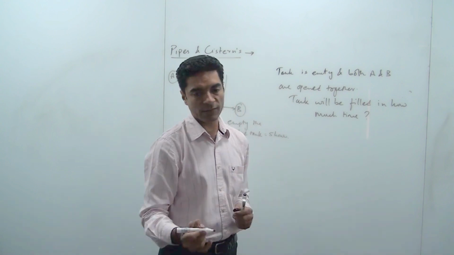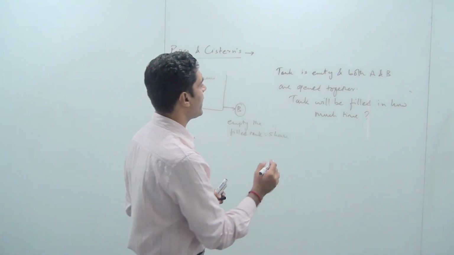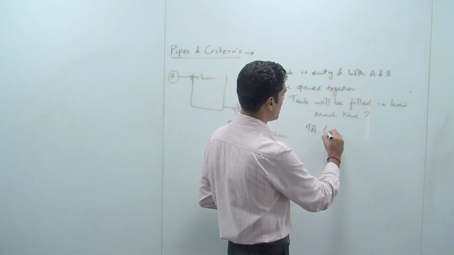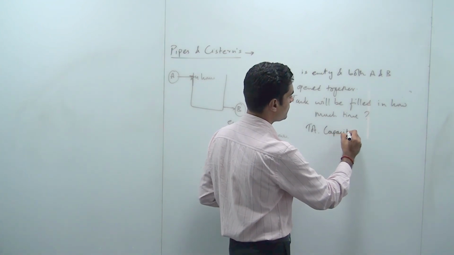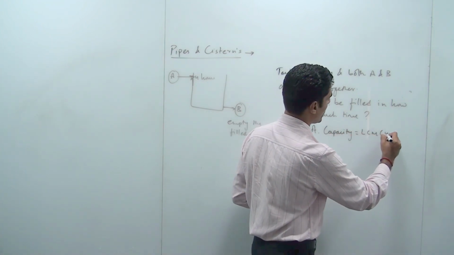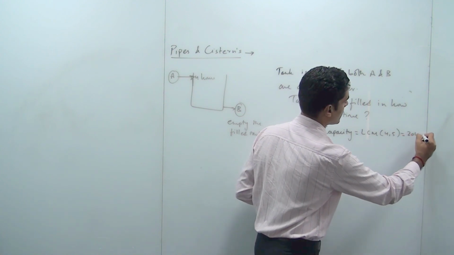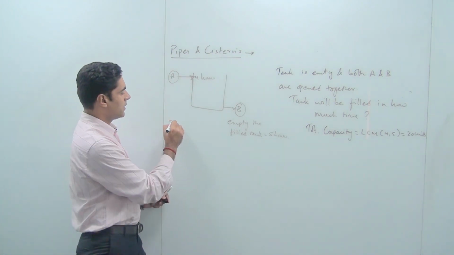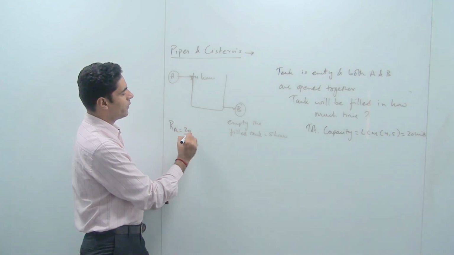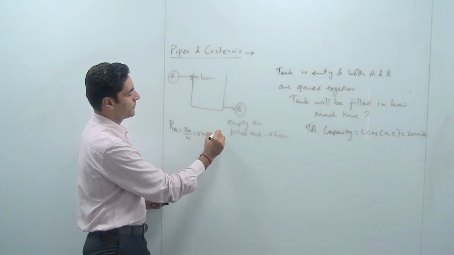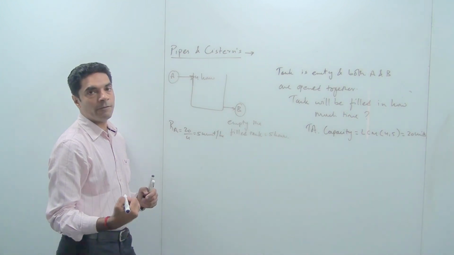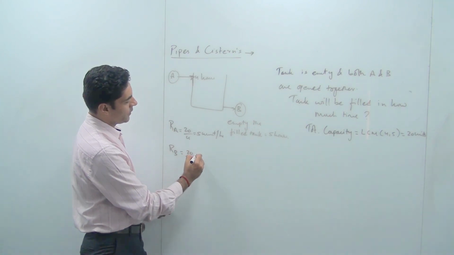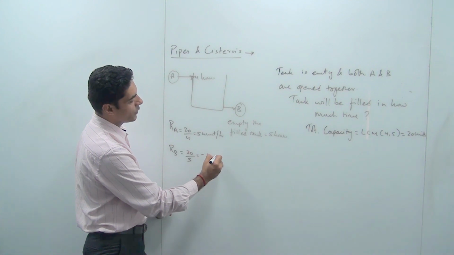So again, as I have told you earlier also, the easiest approach would be to find the total capacity of the tank, which will come out to be the least common multiple of 4 and 5, which is nothing but 20 units. Now as pipe A is able to fill the tank in 4 hours, the rate of pipe A will come out to be 20 by 4, which is nothing but 5 units per hour. And pipe B is able to empty the filled tank in 5 hours, so the rate of B will come out to be equal to 20 by 5. Because it is emptying it, I will write this as 4 units per hour.